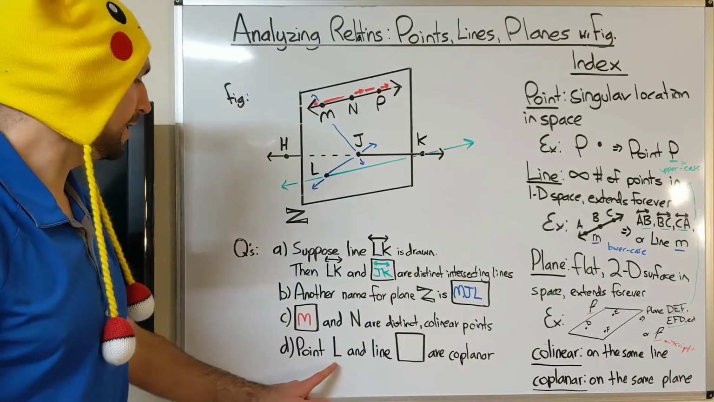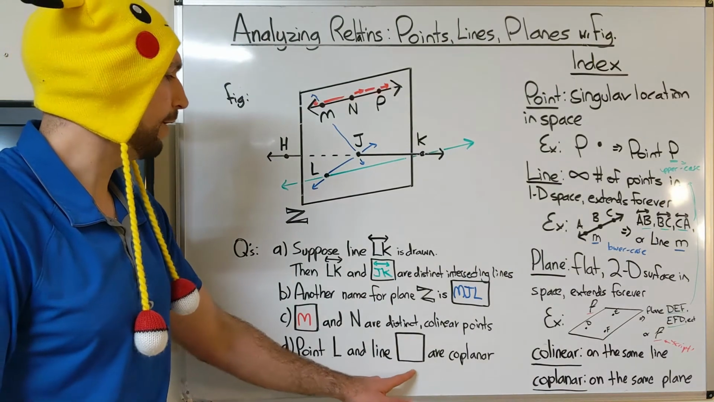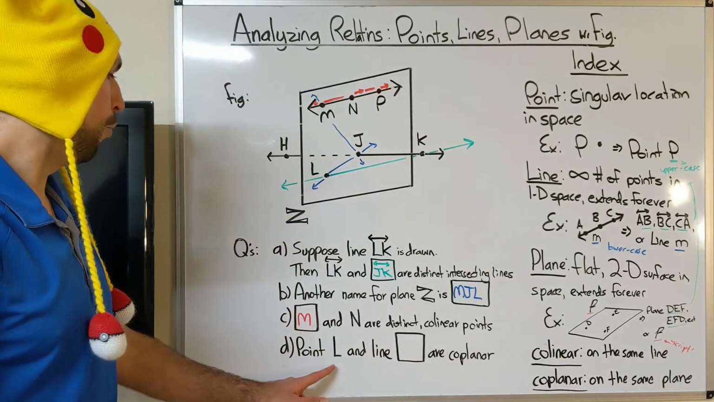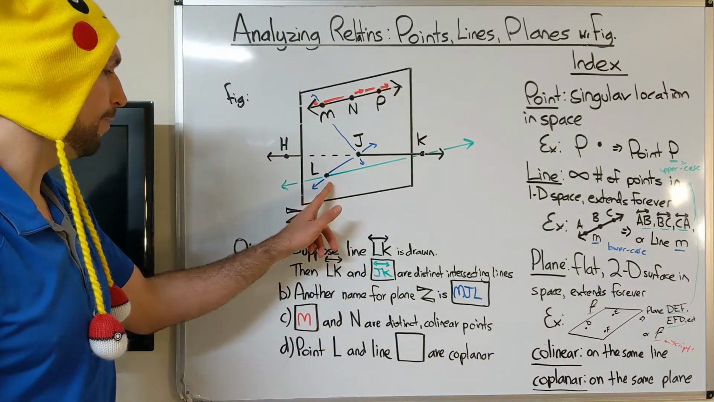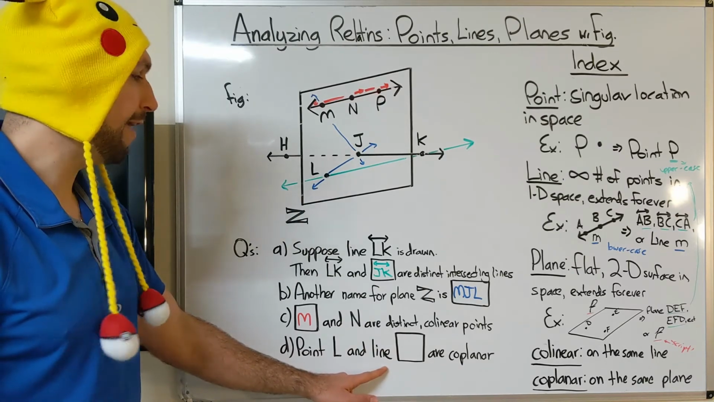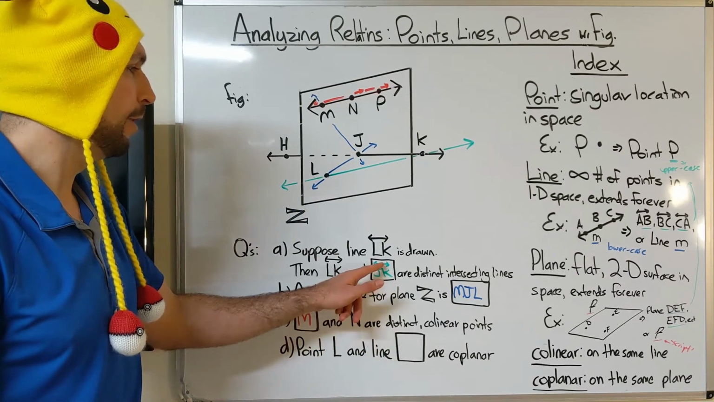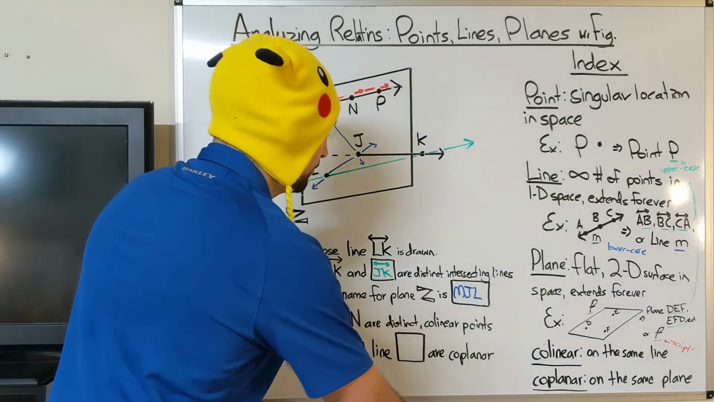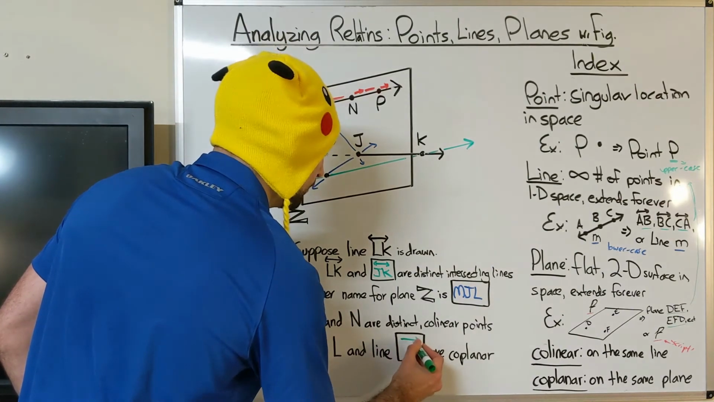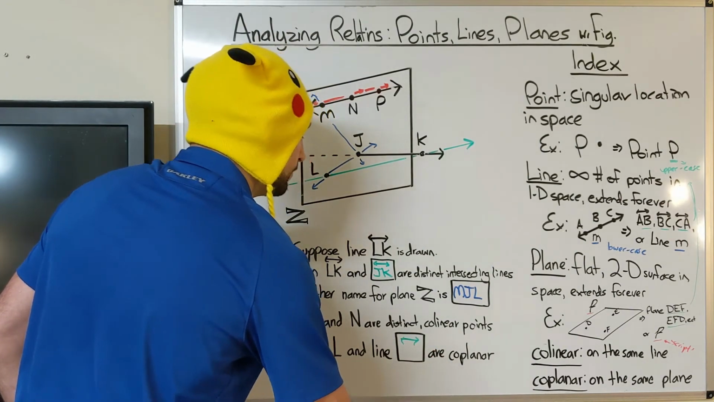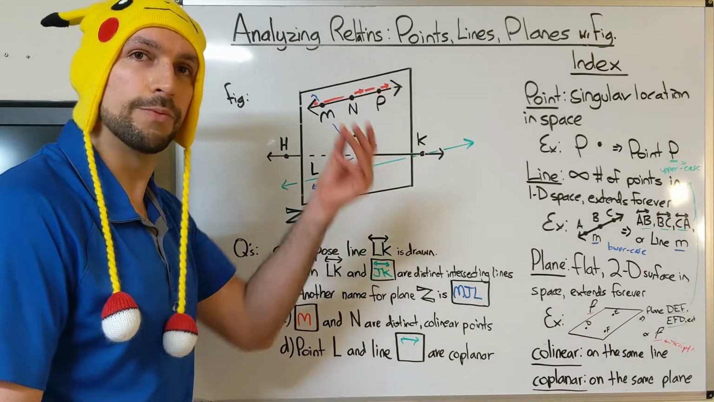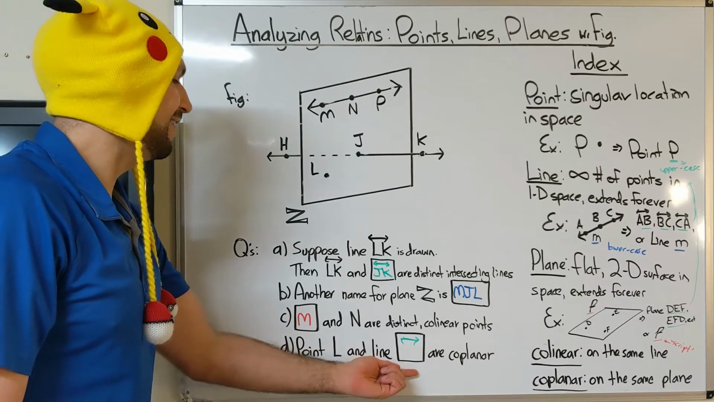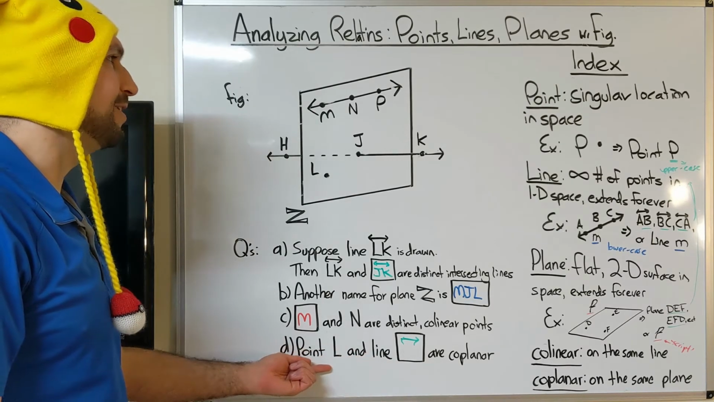Finally, point L and line something are coplanar. That means they lie on the same plane. Point L, so we're talking about this point here, and a line. So we're going to have to use that same notation we used earlier, the line symbol with 2 points below it. So I'm going to start that. Let's go back to that figure. Let me clean that up. Much better. Now I need to find a line that is coplanar with point L.